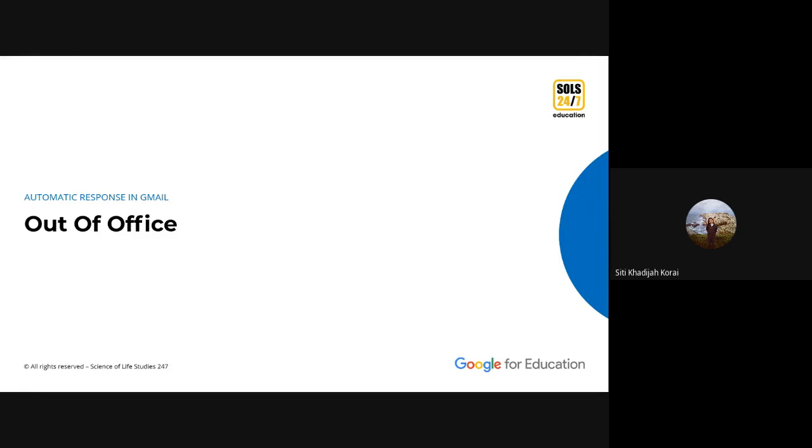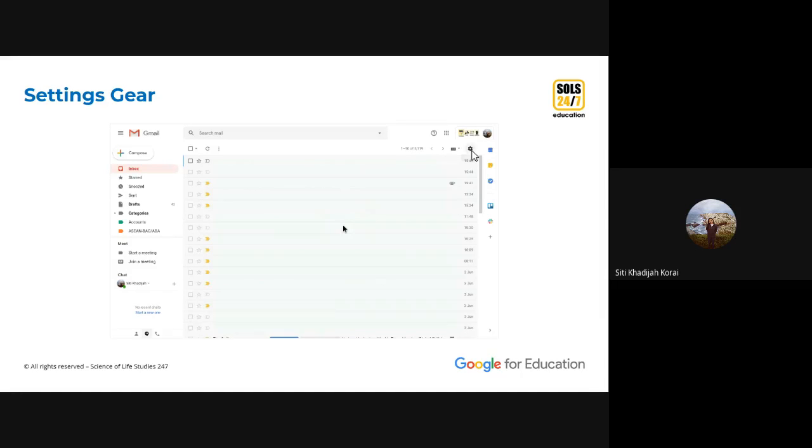That's how you update the filter if you're not happy with it. Now, out of office or vacation reply is the same thing. You will need to go to the settings again for this part. So kindly from your Gmail, click on the setting icon here and click settings.